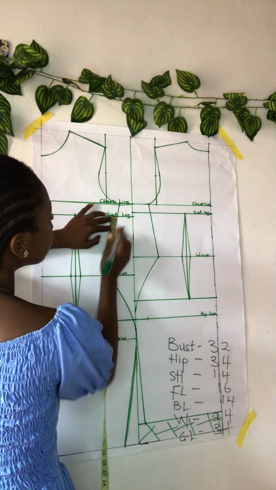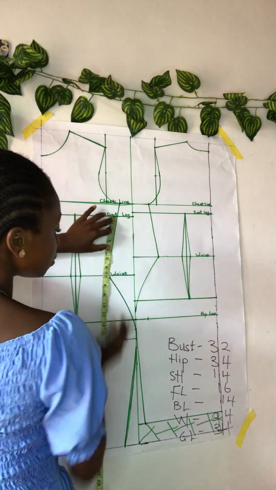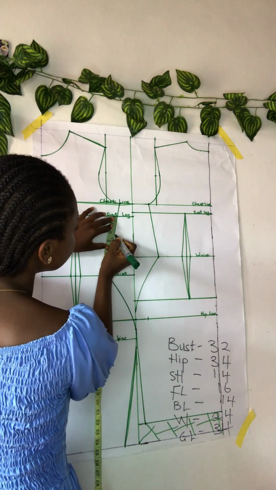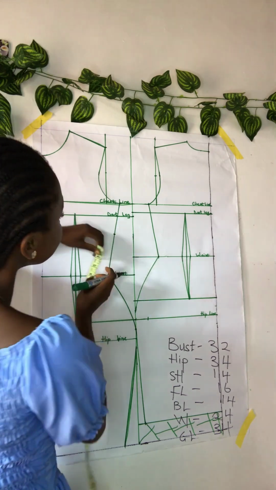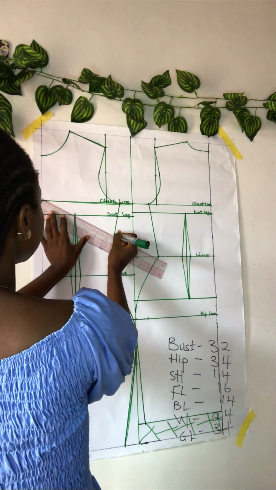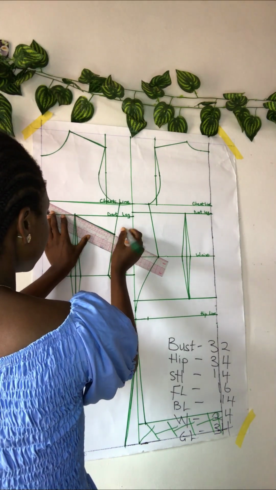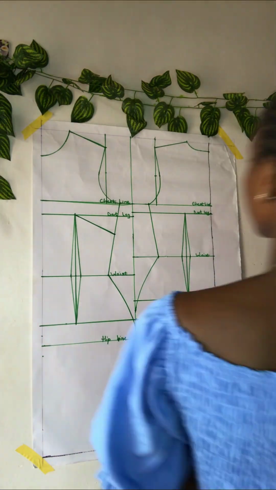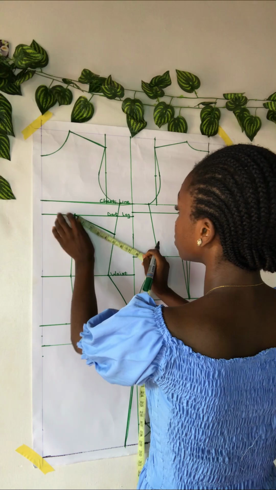Do you get? So now from my dart leg, that line I took, I'm going to go down by 2 inches. That 2 inches, the one we threw away that time, that one I will trash today. You're just going to measure 2 inches on that slanted line. You see where I placed my tape rule. Then I'm going to connect it to my dart apex.